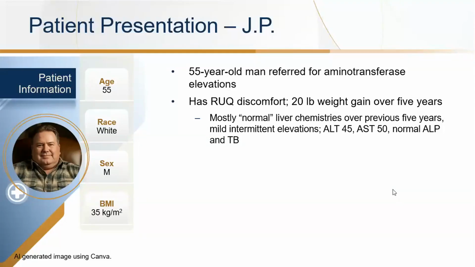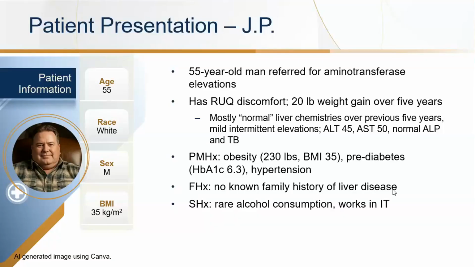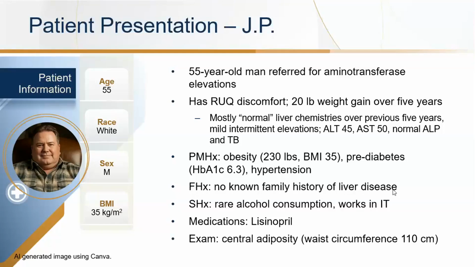So his AST and ALT aren't that high. I mean, they're mildly elevated. Normal alk phos and total bilirubin. Past medical history includes obesity, prediabetes, hypertension, no family history of liver disease. Rarely drinks alcohol. He works in IT, so likely a sedentary lifestyle. He's taking lisinopril. And on exam, he has central adiposity and enlarged waist circumference.